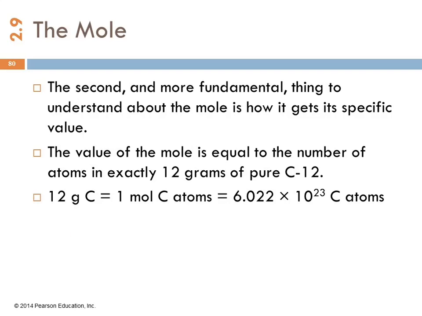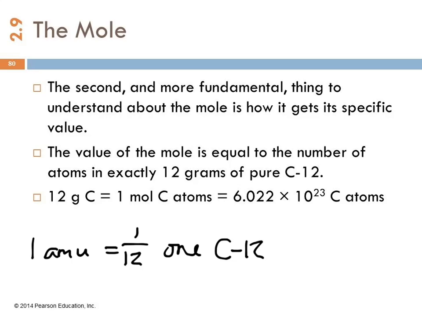Now, does that sound a little bit familiar to something we talked about on Tuesday? There was something about carbon 12, right? 1 AMU was equal to 1/12 the mass of one carbon 12 atom. And here we have the carbon 12 again, and 12 grams. There's a relationship between atomic mass units and moles and grams.